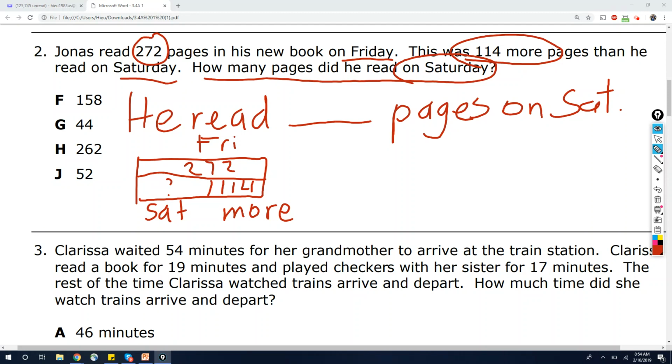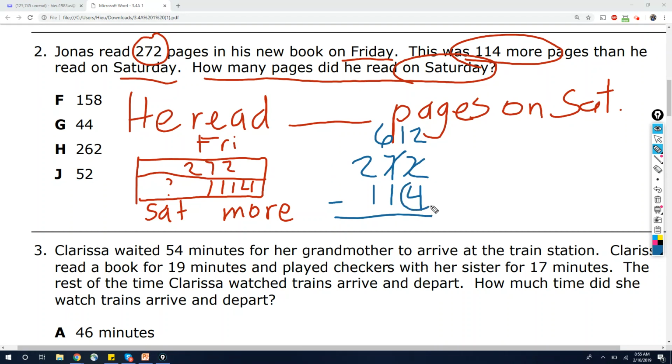So let's go ahead and solve the problem. We have 272 take away 114. First of all, ask yourself, can 2 take away 4? No. So you're going to regroup from the 7. 7 will be 1 less, which is 6. Then you have the 10. 10 plus 2 will be 12. Now 12 take away 4.